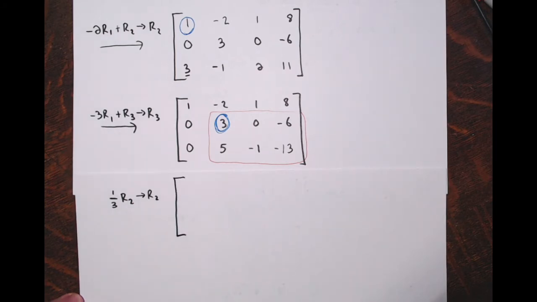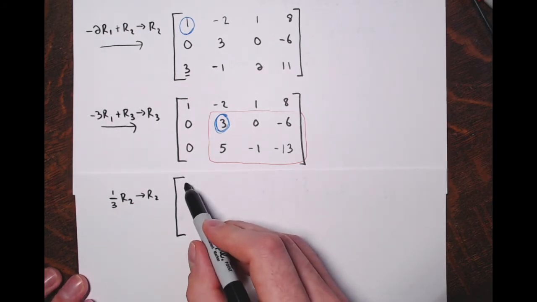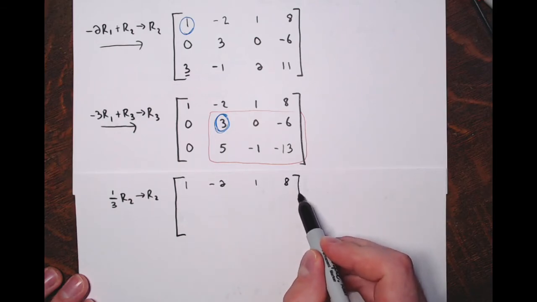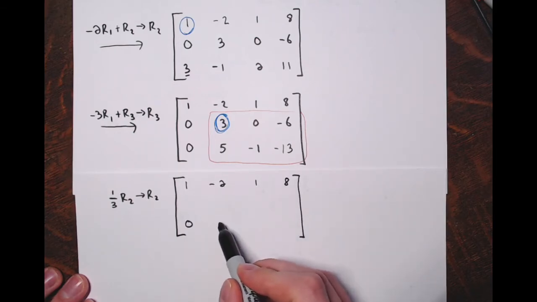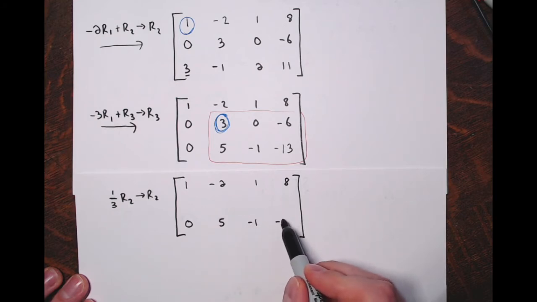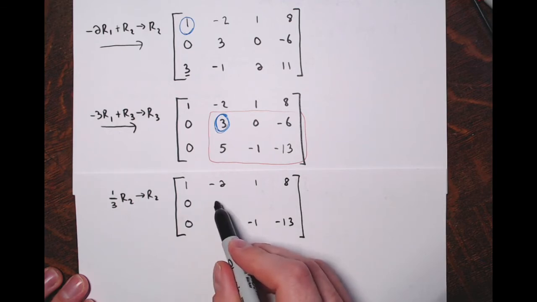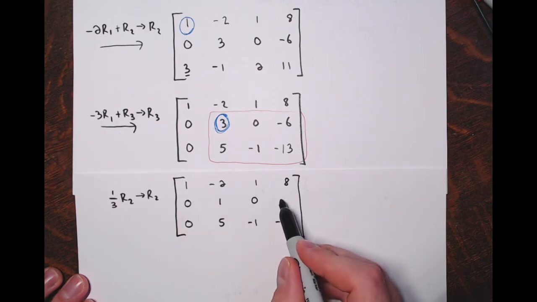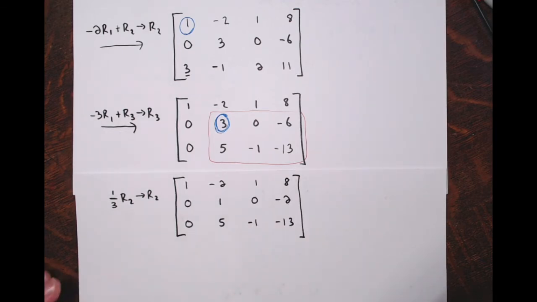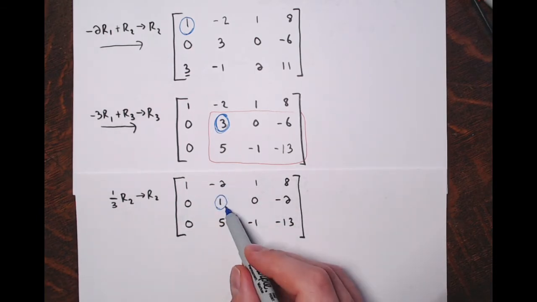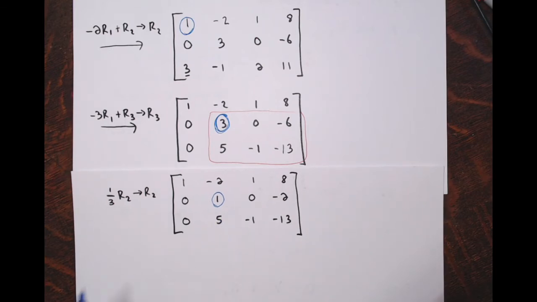All right, so the only thing I'm changing is row 2. First row and third row aren't changing, so I'm going to rewrite the first row, rewrite the third row, and multiply the second row by 1/3. 0, 1, 0, and -2. All right, so now my next pivot is the number 1, which is great. It makes it real easy.